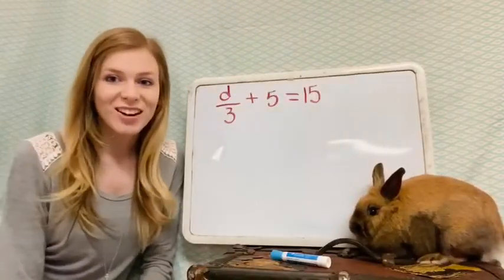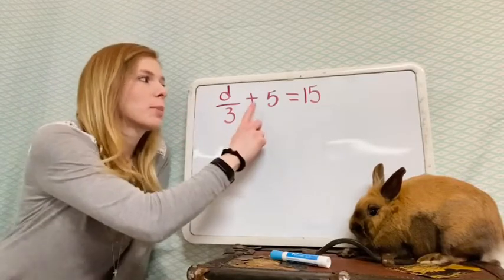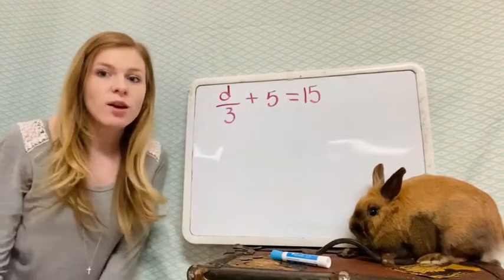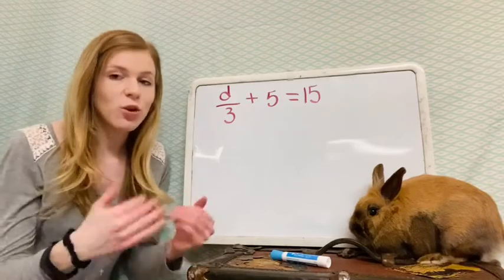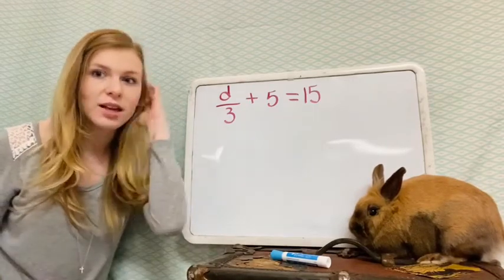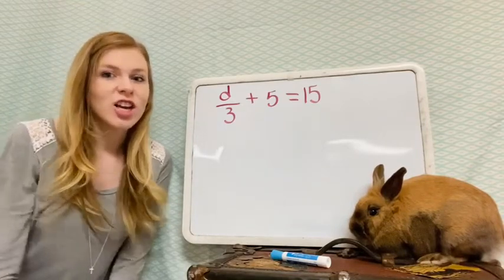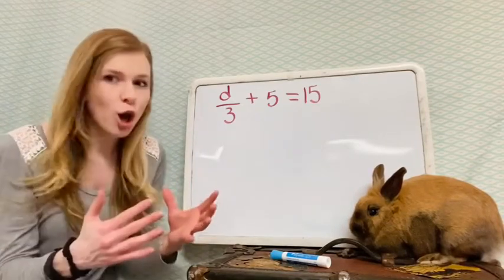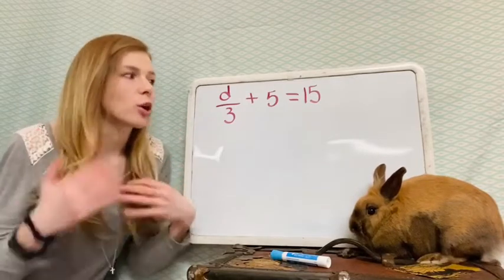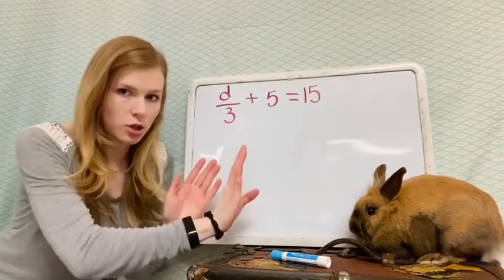So that's all right. For example number 2, I have d divided by 3 plus 5 equals 15. Always remember, when you see d over 3, it's not really a fraction. In this case, I'm looking at it as d divided by 3. So let's get started. Just like last time, I know in the back of my head, my goal is to get the variable on one side of the equal sign and then the numbers on the other side.